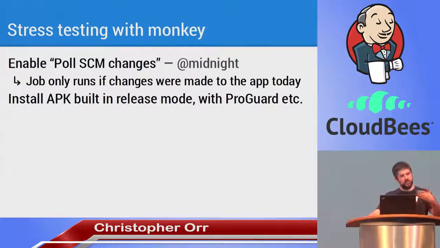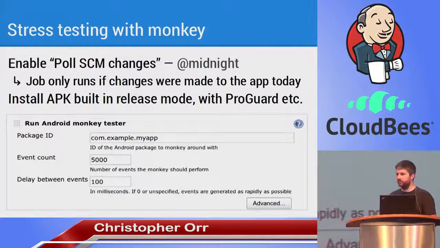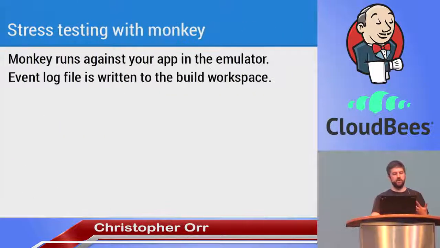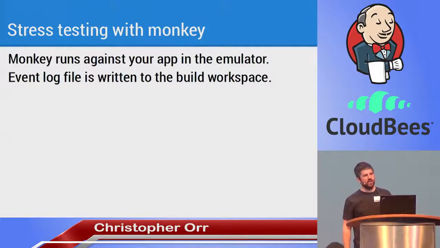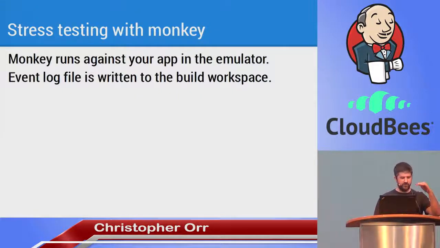So then, of course, you just install the application. You start the emulator, install the application, and then there's a build step which will start this Monkey tester. So all you say is, here's my app I want to run against. I want to run 5,000 events or 50,000, 100,000, whatever. And that's it. It'll start running away, start going crazy on your app, and the whole time it's logging what it's doing. So Monkey will run against your application in the emulator. We have this event log that's written to the build workspace, so we know exactly what the Monkey has done. So it's reproducible later. So if you find a crash later, you can look through the log and see exactly what happened.